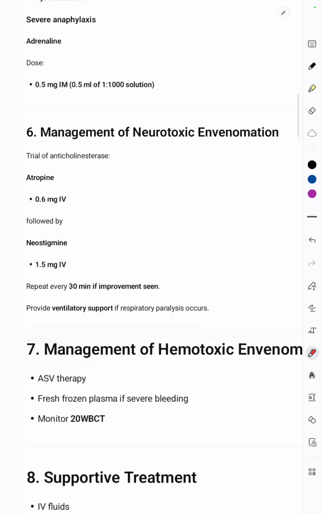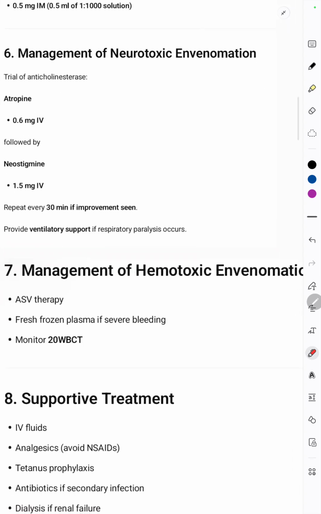The management of neurotoxic envenomation: for that, atropine is given 0.6 mg intravenously along with neostigmine 1.5 mg intravenously. This is used to prevent respiratory paralysis. Also, ventilatory support is provided. But better than this is glycopyrrolate because it does not cross the blood-brain barrier.